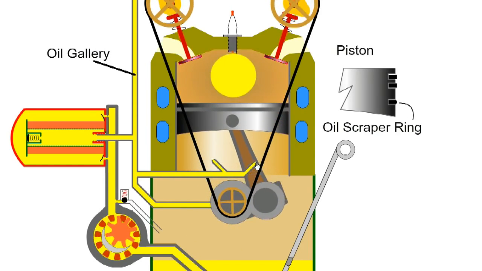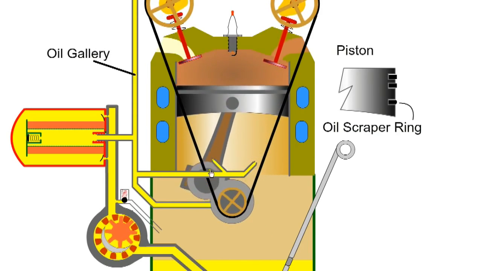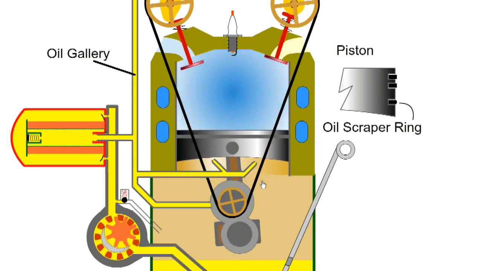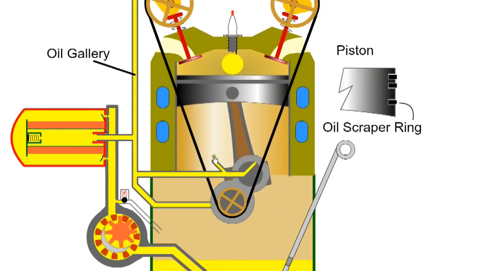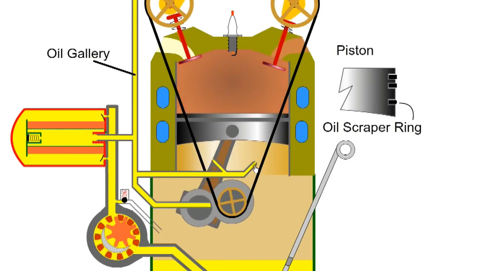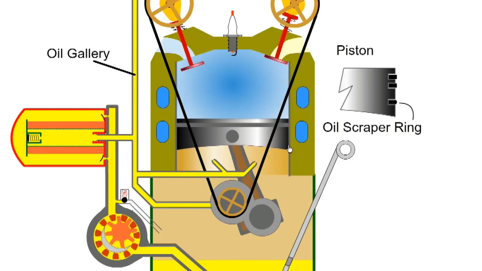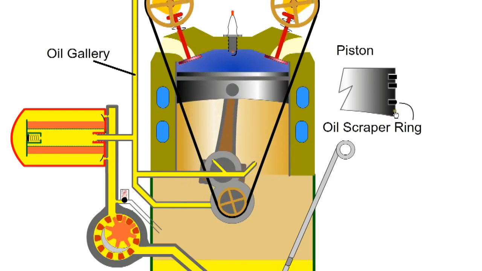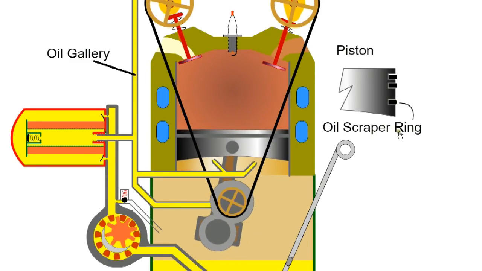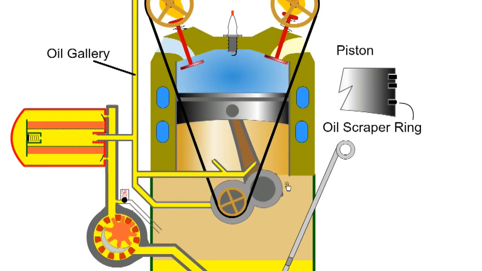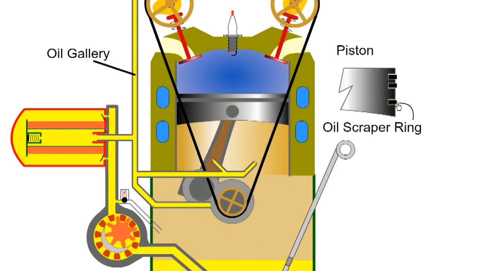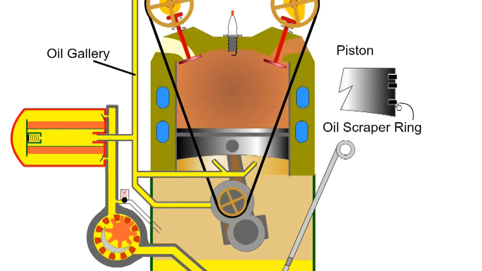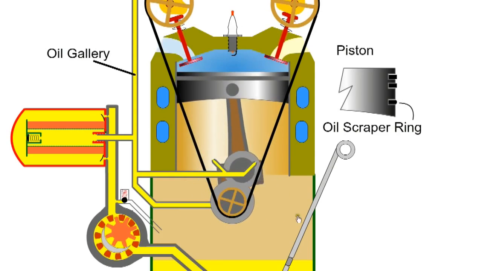Oil is forced through holes in the crankshaft to lubricate the big end bearing. The cylinder is lubricated via spurt holes or oil jets, which coat the wall with a film of oil. The bottom piston oil control ring scrapes excess oil off and ensures the correct film of oil remains on the cylinder wall. Excess oil drains by gravity to the sump.